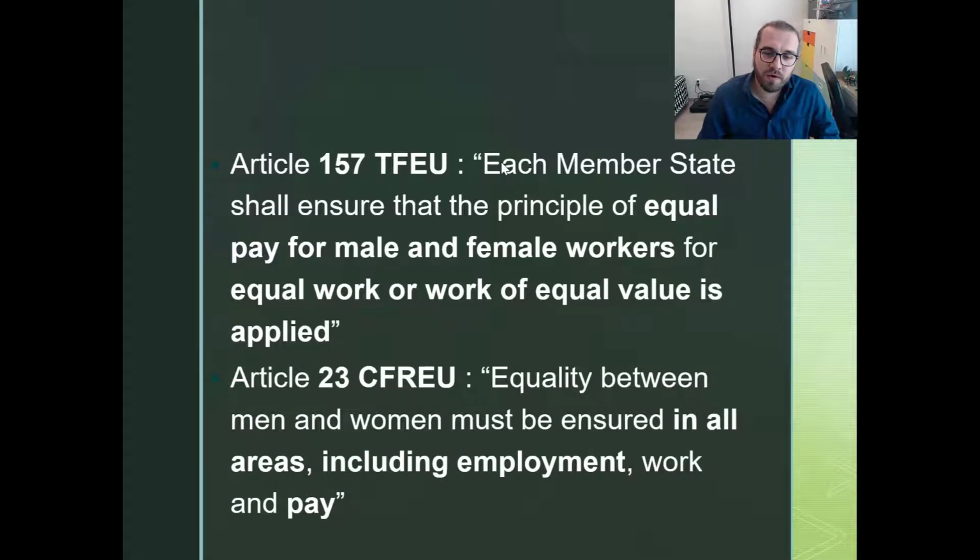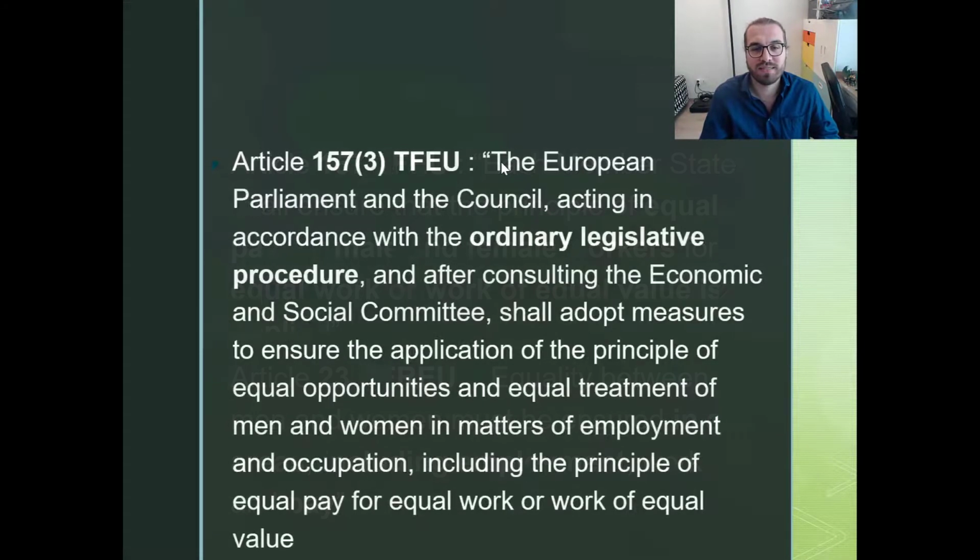The same right is also enshrined in the Charter of Fundamental Rights in a broader sense, not just related to equal pay, but also in all areas of life, in fact, and specifically in employment, work, and pay. Again, specifically mentioned. Continuing in this importance, the European legislator can enact legislation in this area following the ordinary legislative procedure. So compared to other areas, relatively easy.